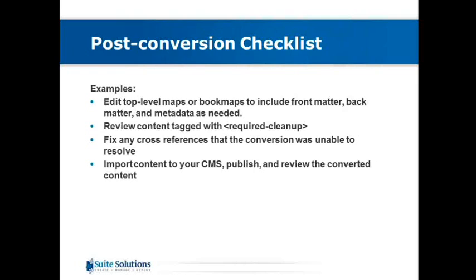After you have the conversion and your content back, we spoke about the post-conversion checklist, and the idea is that there shouldn't be so much work to do on the way out. But some examples: you might want to edit some of those maps to include the front matter or the back matter, or add some metadata into the book maps as needed. You want to go through the required cleanup tags that were inserted by the conversion tool and deal with those. Fix any cross references. Sometimes you have broken links in the content going in, so garbage in, garbage out. Those references are going to need to be fixed or resolved.